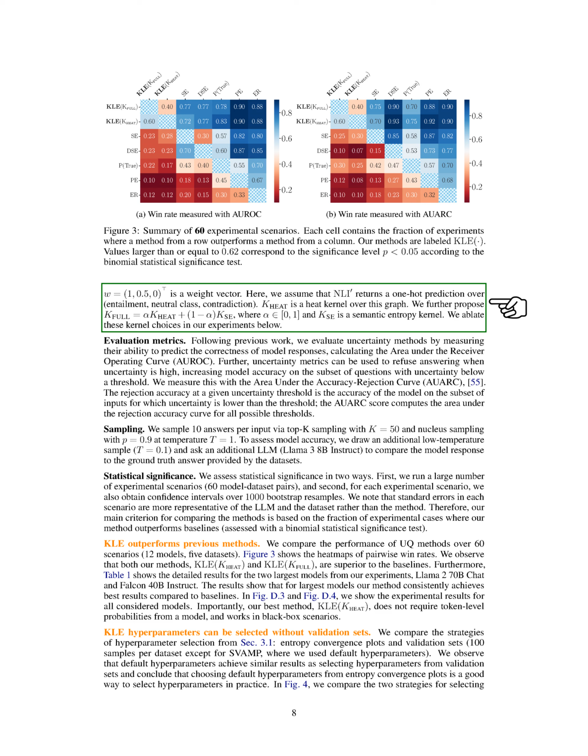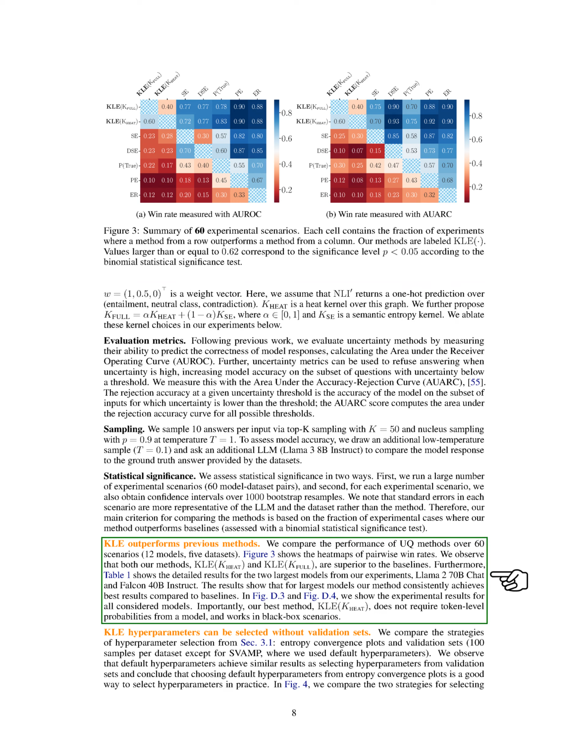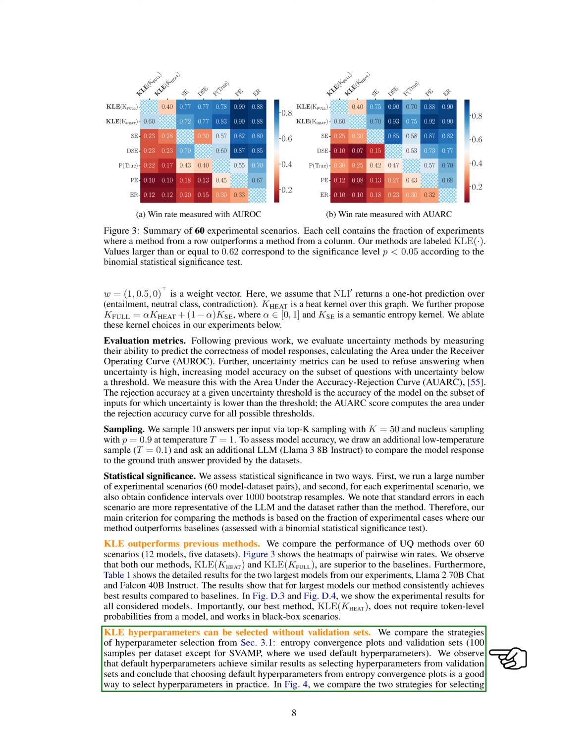Sampling methods are employed to evaluate model accuracy, and statistical significance is determined through experimental scenarios and confidence intervals. Our results demonstrate that KLE outperforms existing methods across various scenarios and models. The heat kernel variant of KLE consistently achieves superior results compared to baselines, even in black box scenarios. Hyperparameters for KLE can be chosen effectively without validation sets, as default settings yield comparable results to validated choices.